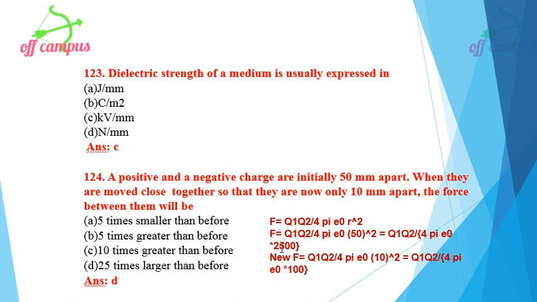25 times, 1 by 25 times. This is 1 by F new, which is nothing but 1 by 25 of the old one, right? When the distance is in the denominator, the force changes 25 times. See here, 2500 and here only 100. So whenever we move closer and reduce the distance, the force will be increased by 25 times, because the new force equals 1 by 25 into the old force only.